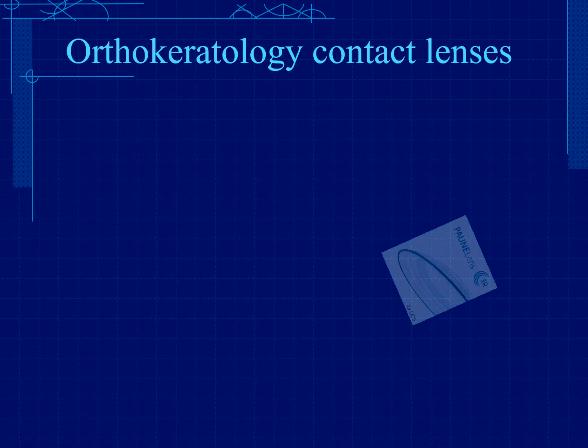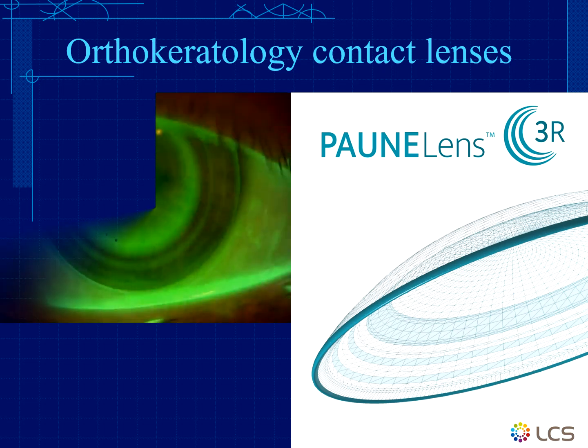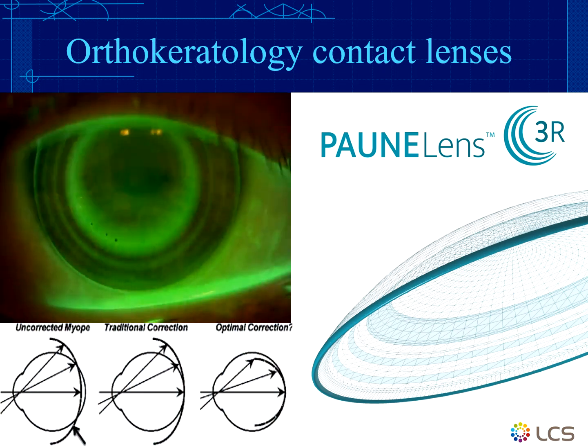Therefore, another design of contact lenses developed in these years is orthokeratology contact lenses. This kind of lenses has two types. One type is for myopia control with a different design. You can see this kind of design of the orthokeratology lenses for myopia control. As you see in this kind of lens, the center part of the lens is very flat, and it touches the center part of the cornea.